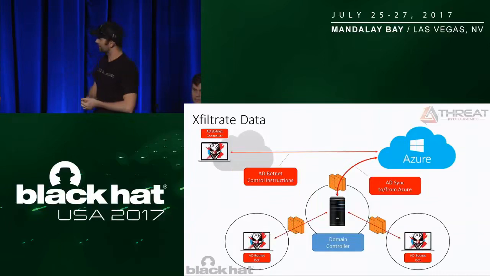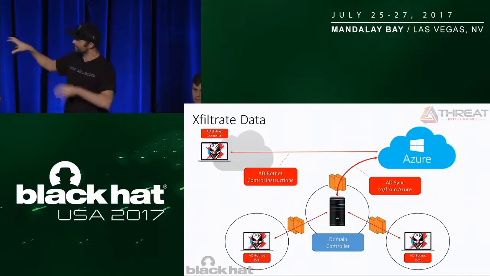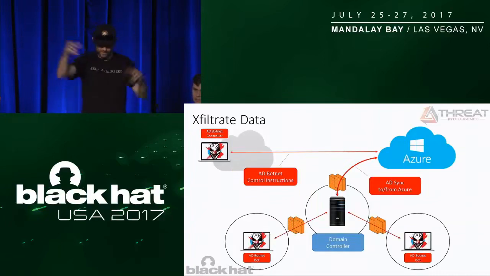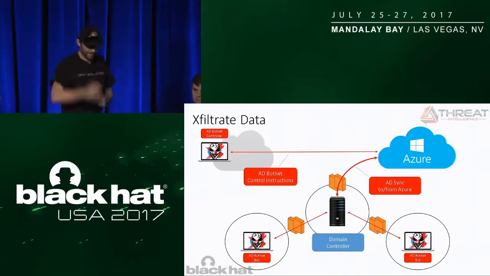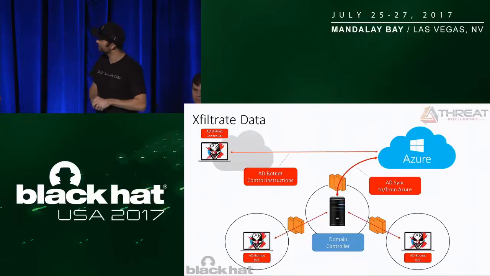This is just a graphical representation of that. You can see that the bots can communicate with the domain controller and it sends it out via Azure. And then the attacker, the pretty guy in the top left-hand corner there, can connect to Graph API and then pull that out.